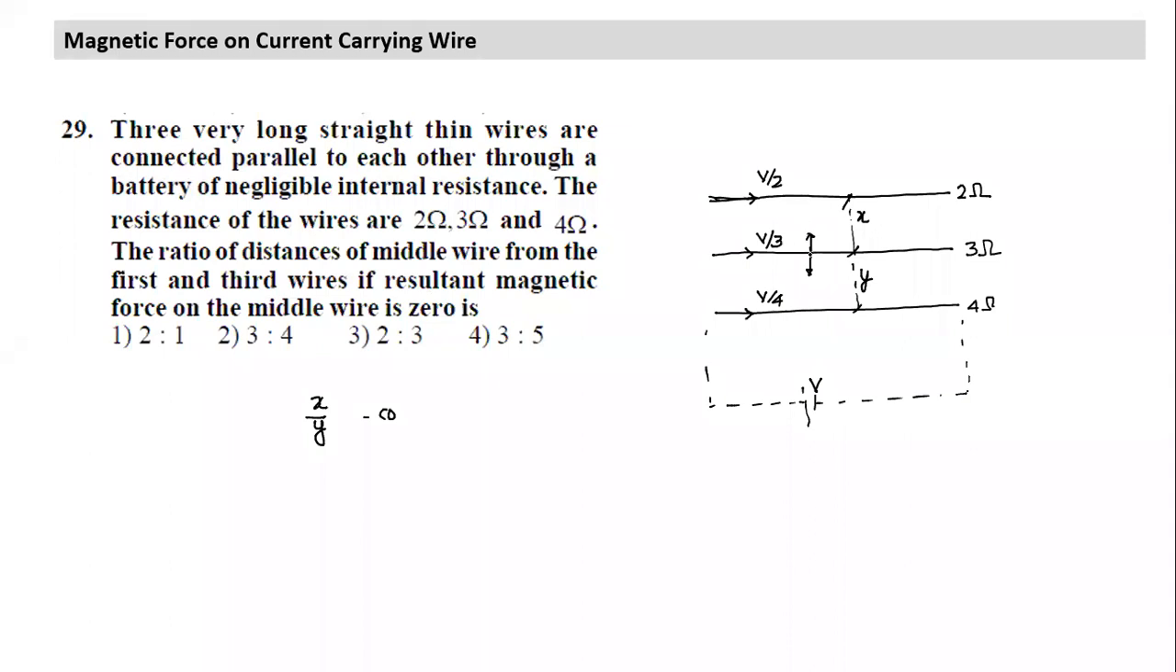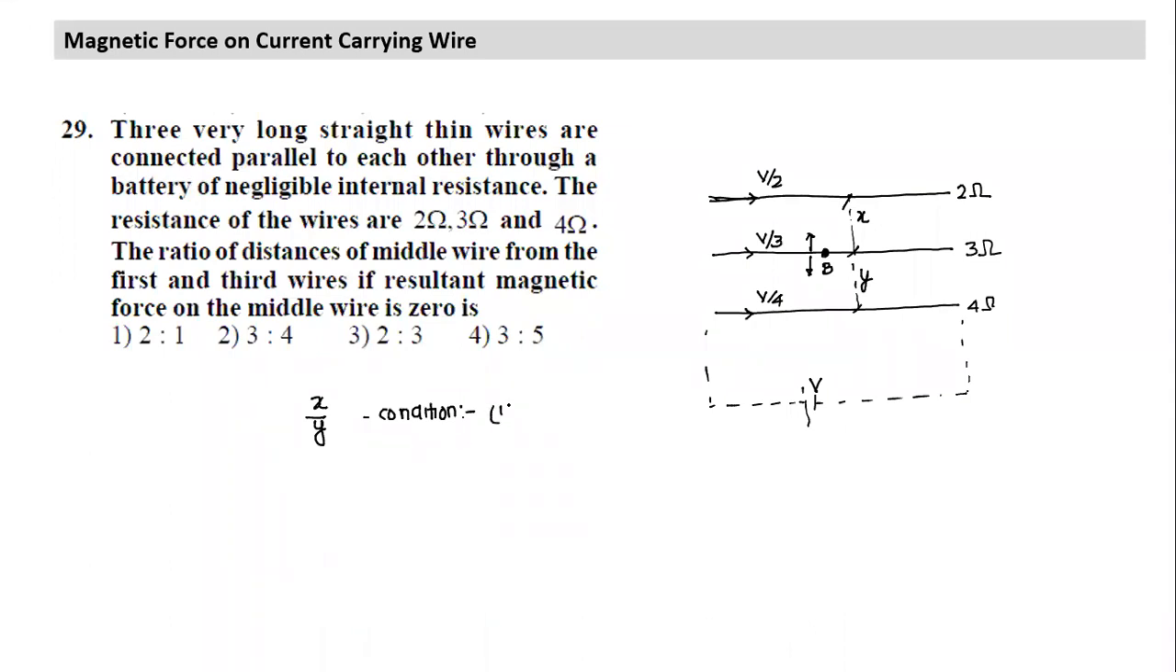Or the second way of saying it: the force on this wire will be zero if the magnetic field created at this position due to the two wires is equal and opposite, or the field is zero. So when force is zero, either I can equate force equal to zero. So two ways of solving. So the condition I can write in two different ways. What is the first way I can write the condition?